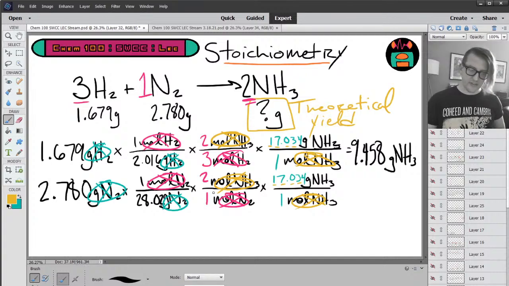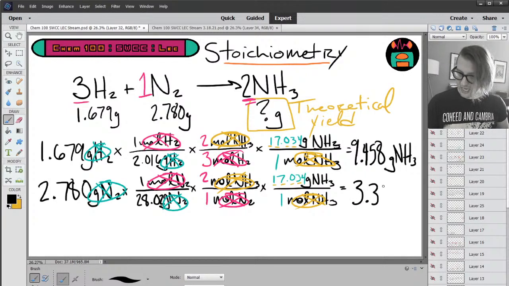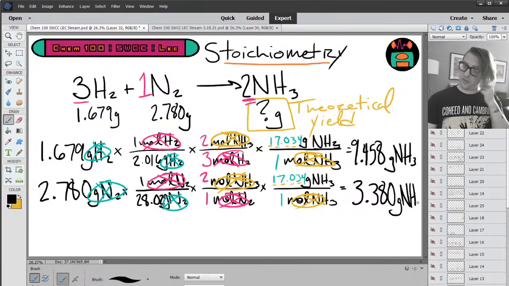All right, 2.78 divided by 28.02 times 2 times 17.034. And we can have, again, 4 sig figs. So our answer comes out to be 3.380 grams of NH3. All right.